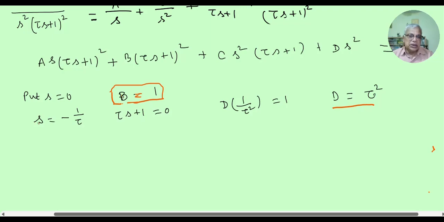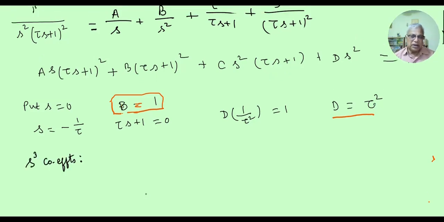Next, let us substitute s equal to minus 1 by tau. When you substitute s equal to minus 1 by tau, that means tau s plus 1 becomes 0. So the first term becomes 0, and the second and third also 0. So you have only the last term. With s equal to minus 1 by tau, you get D into 1 by tau square equal to 1. So we get D equal to tau square.